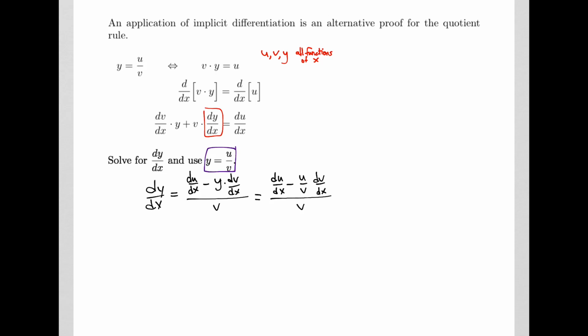But to make it look like what we're used to, I want to clear away this denominator. And so I'm going to multiply both top and bottom by v and distribute to both terms. And what do we end up with? We end up with v times du dx, that's low d high, minus u, the v's cancel, times dv dx, that's high d low, over v squared. And this is the quotient rule. So the quotient rule can be thought of as a consequence of implicit differentiation.